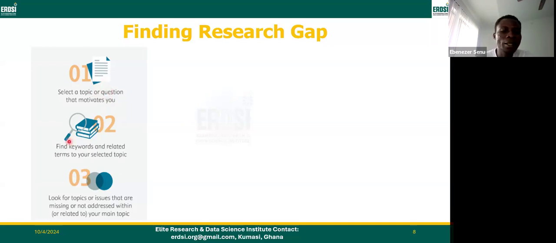Then you find the keywords related to the terms you select and look for what is missing and what is not addressed. So you find that, when I was in Ghana, most of my studies have been on HIV because I want to help solve the issue of HIV, because day in, day out, our people are being infected with HIV. I tell you, a lot of people are being infected every day. So most of my research works back in Ghana has been on HIV. So I go into HIV. What is missing? What have they found? What is left?